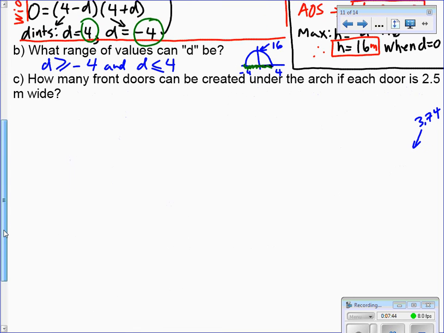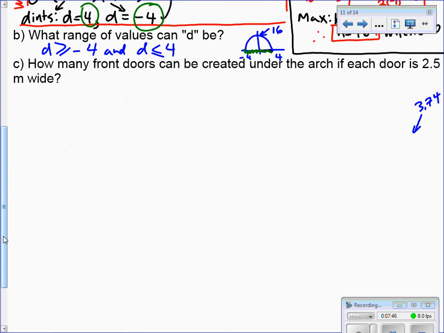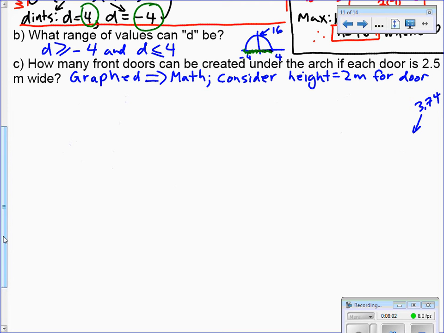Now, the last part asks us to find out how many front doors can be created underneath the arch if each door is 2.5 meters wide. Now, here's the cool part about this. When we did these calculations, I had some of you graph it, but today we're going to do some math. Some of you went and measured the height of the door in the classroom, and you found out that the height of the door in the classroom was 2 meters.